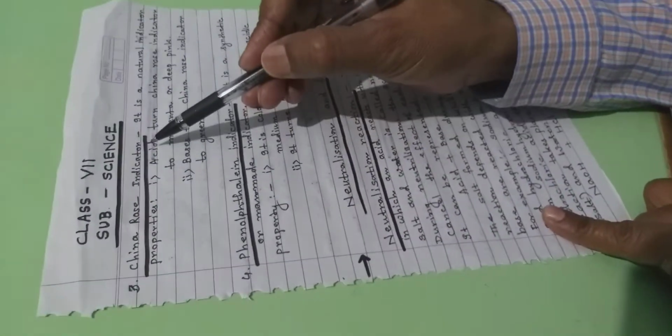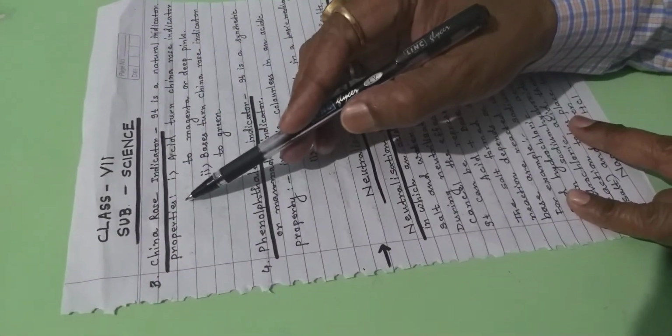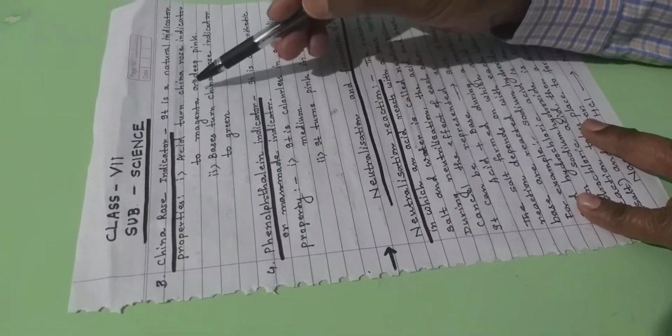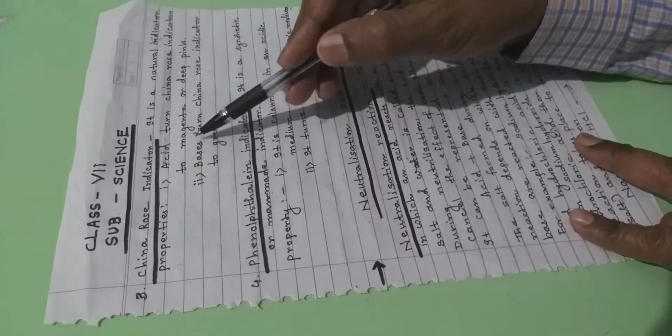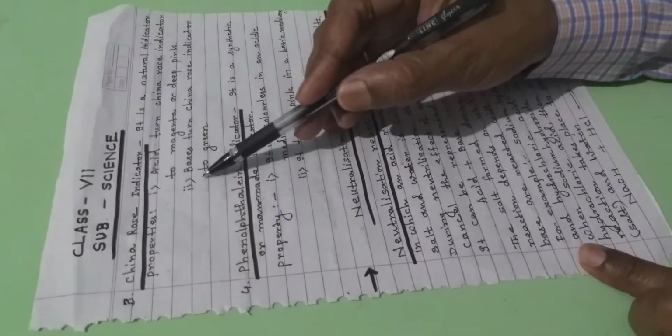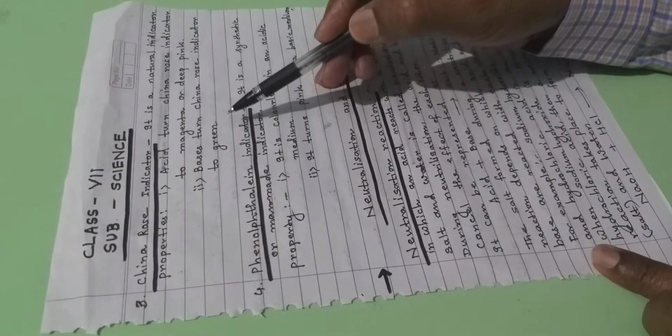China rose indicator. It is a natural indicator. Now the properties of China rose indicator. First, acids turn China rose indicator to magenta or deep pink. Second, the bases turn China rose indicator to green.